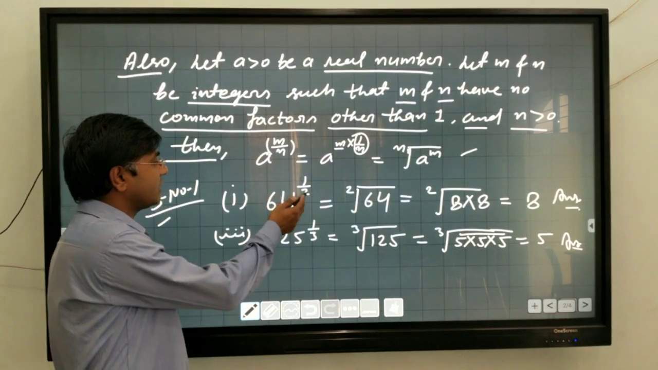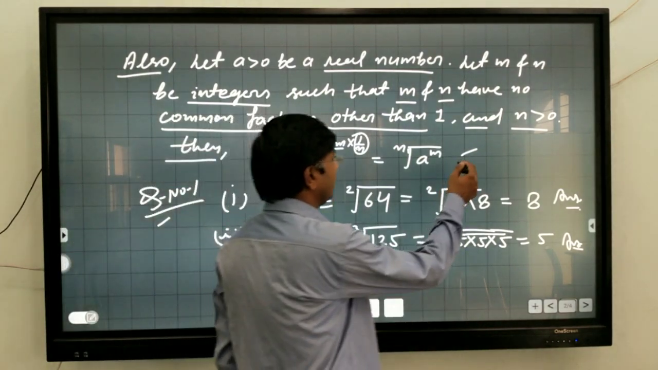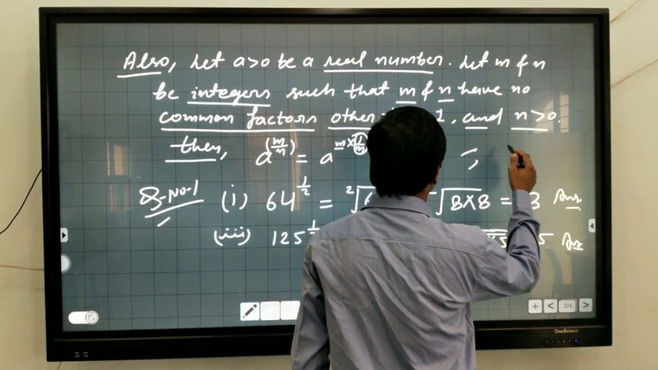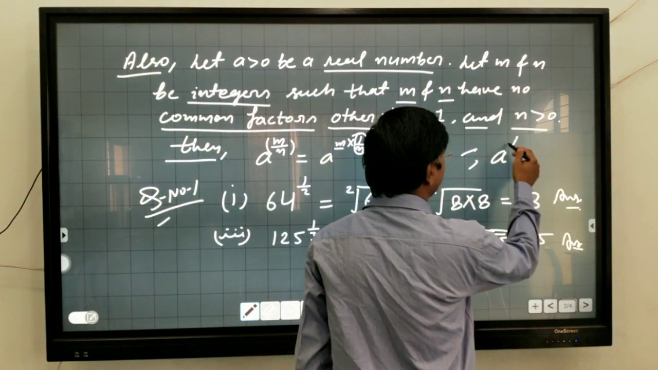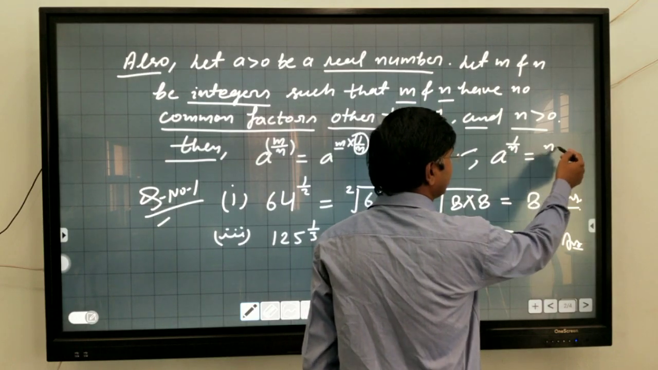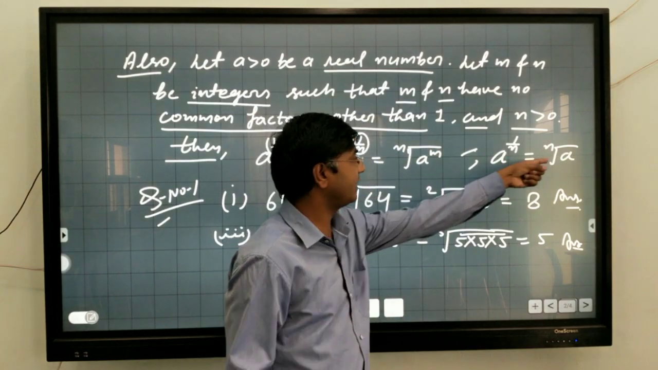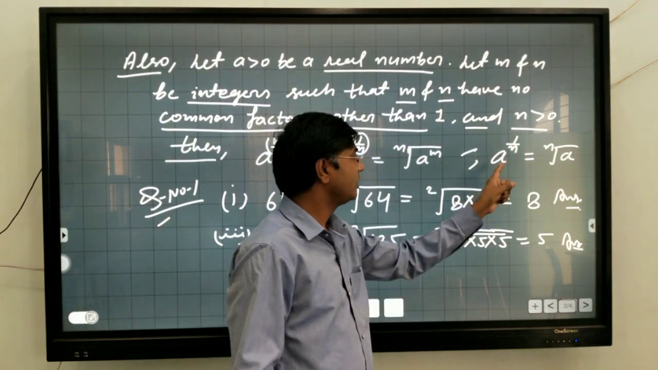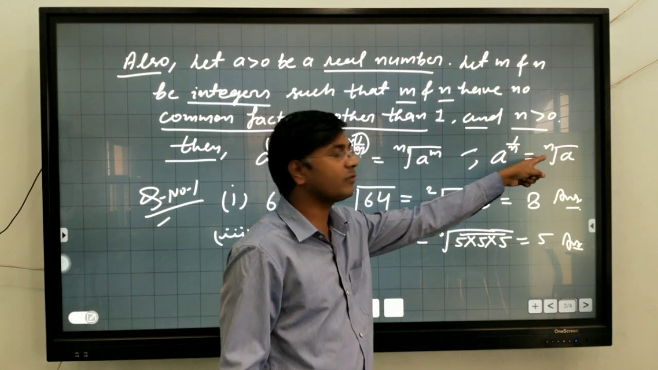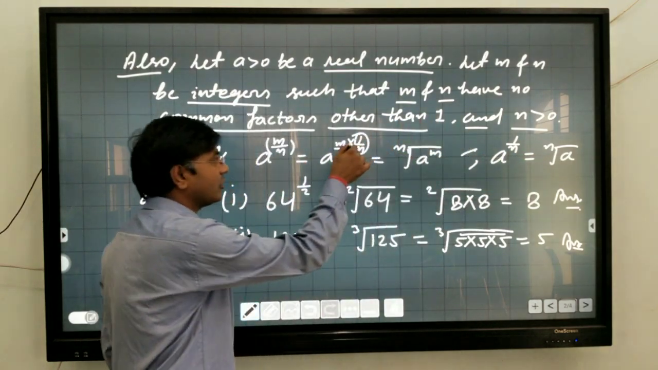Okay, so we are using what? 64 to the power 1 by 2. I would also like to add, if there is a raised to the power 1 by n, where n is a positive integer, we can write it as the nth root of a. Okay, this should also be learned: a to the power 1 by n equals the nth root of a. So we are using this property.